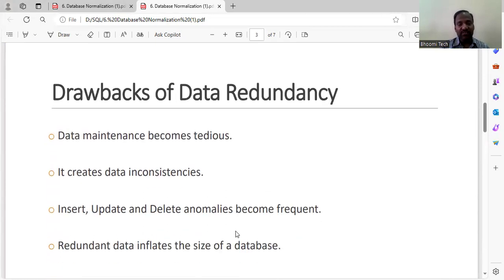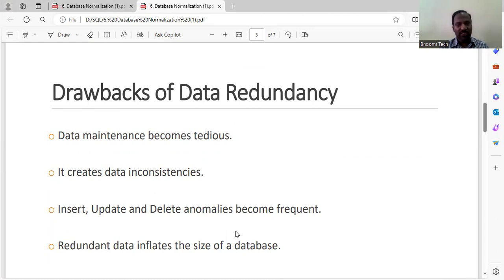Before that, let's see the drawbacks of data redundancy. Why do we want to do normalization? Because of data redundancy, right? If data redundancy is there in our database tables, what will happen? It creates a lot of inconsistencies in our data, and it creates a lot of redundant reports and redundant tables in our database. So to reduce all these errors, we will do normalization.